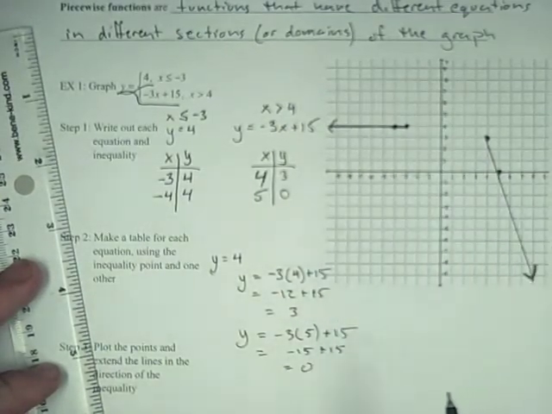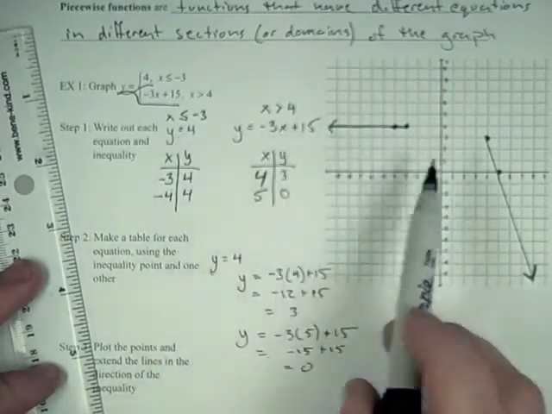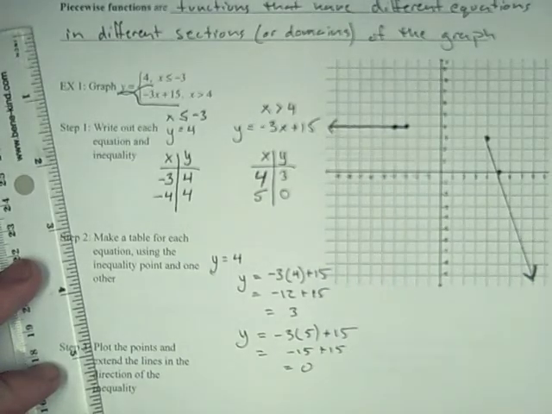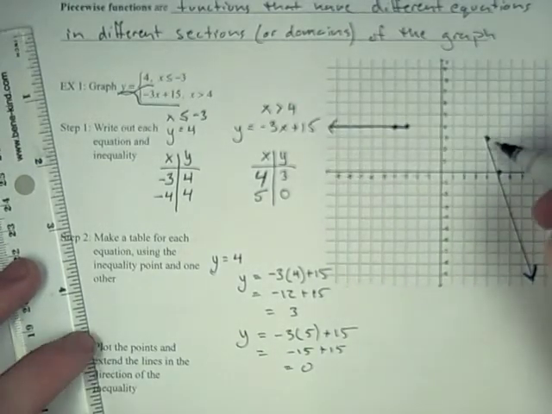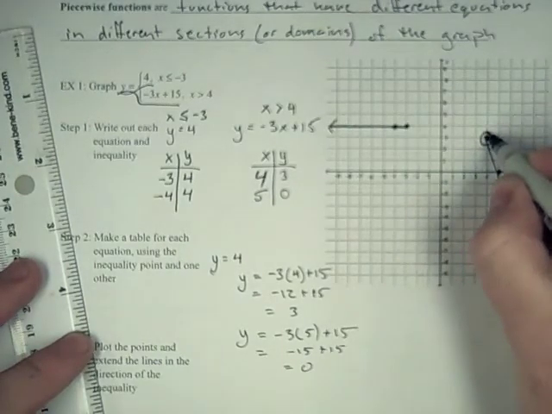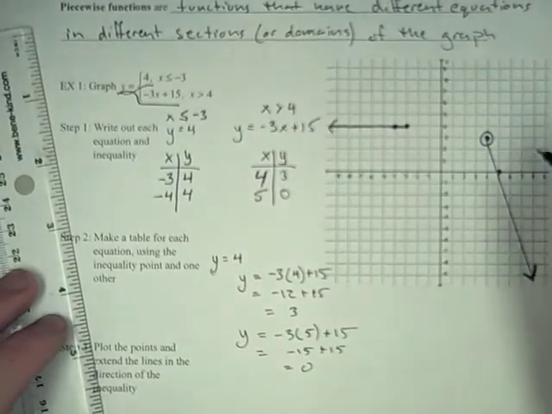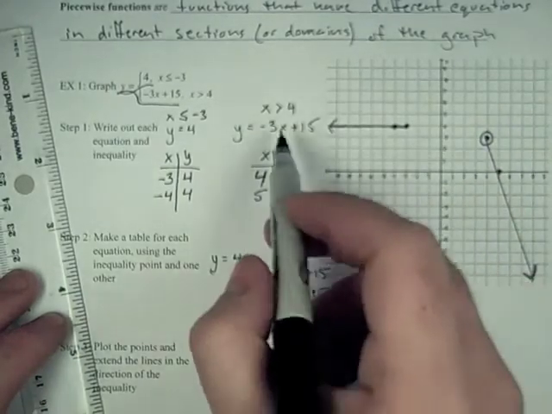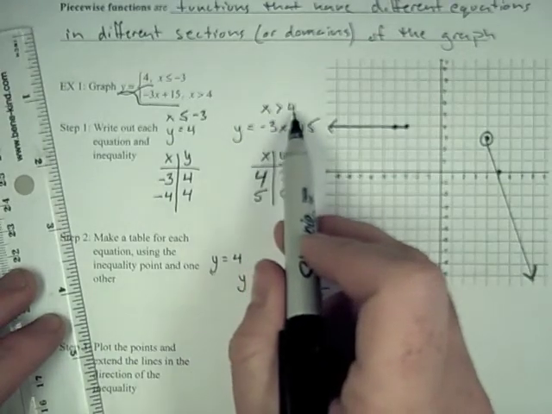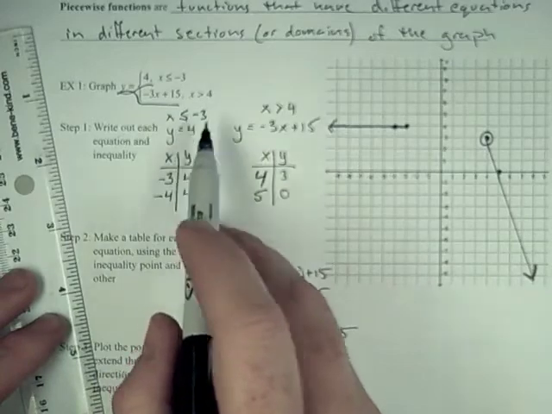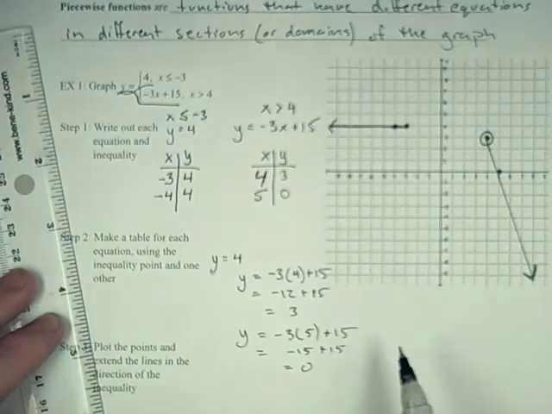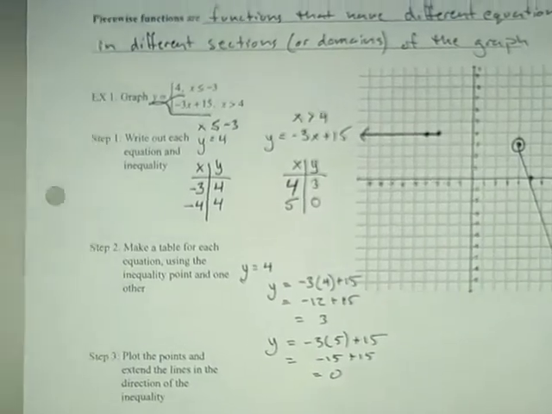Two separate pieces governed by different equations in different sections of the graph or different domains of the graph. One thing that's important to note here is that this line right here should have an open circle at the end. Now, I forgot to put an open circle there, but you can see that I've done one now. And the reason we know that is because x is only greater than 4, not greater than or equal to. If it's greater than or equal to, like this one, you have a closed circle. But if it's only greater than, you have an open circle. So flip it over.